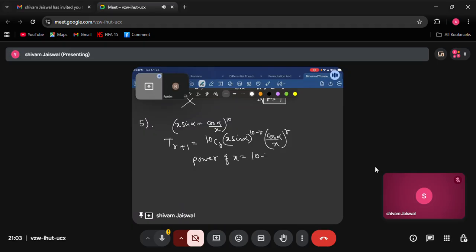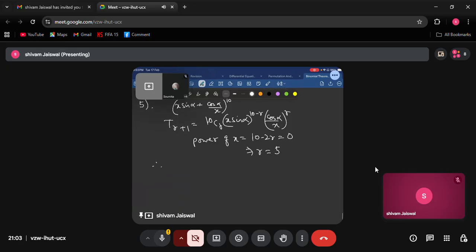10 minus 2r. This should be equal to 0, right? Yes, sir. For the term independent of x, 10 minus 2r should be equal to 0. So what is the value of r? 5. Fine. That means T6 is independent of x. So T6 is equal to 10C5 (x sin alpha) whole to the power 5 into (cos alpha by x) whole to the power 5.